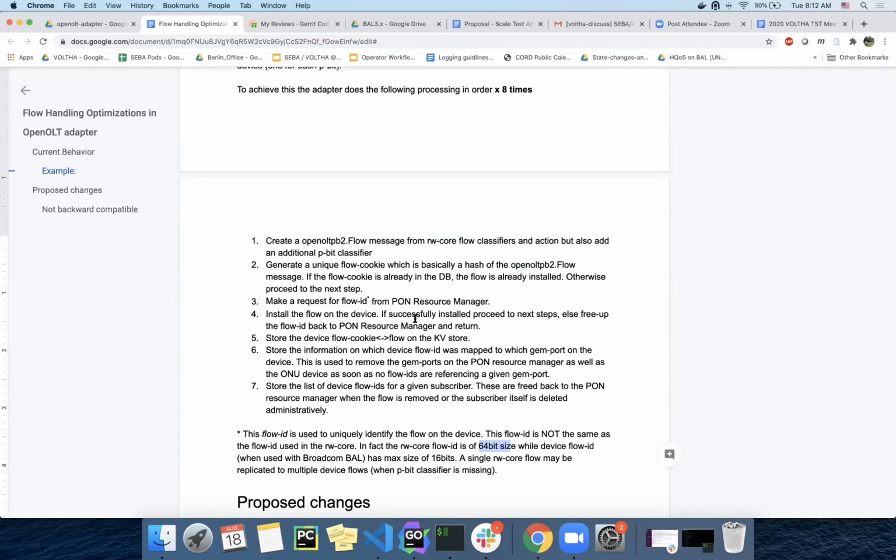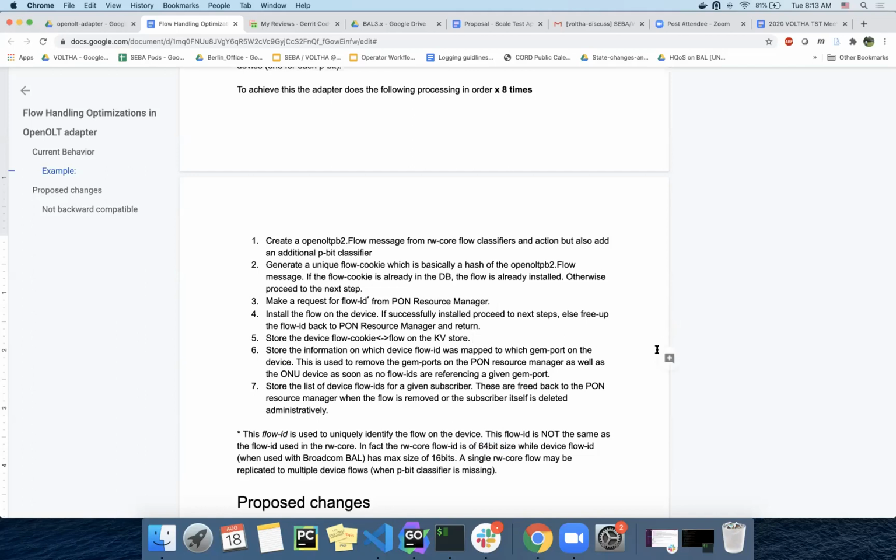And now you go ahead and install this flow on the device. On successful install, you back up this entire OpenOLT proto flow message on the KV store. If this flow fails to add, you just free up this flow ID back to the PON resource manager. So assuming that it's a success, you back up this flow on the KV store, and you also store some additional data on how many flow IDs are mapping to a particular gem port.